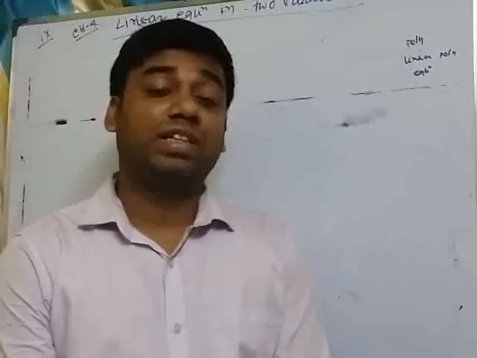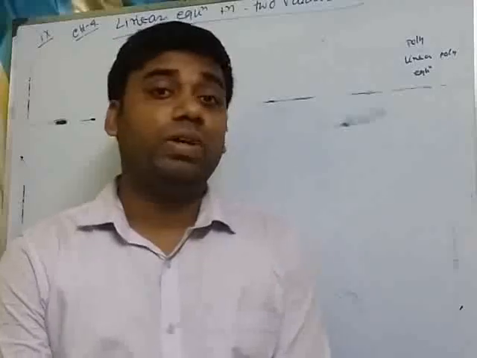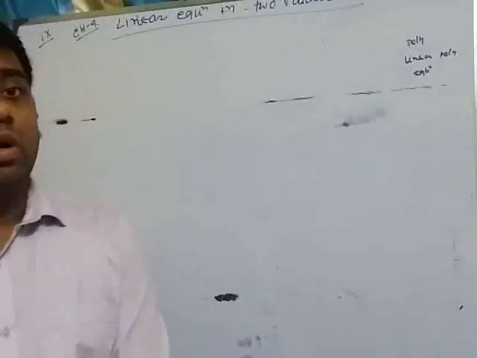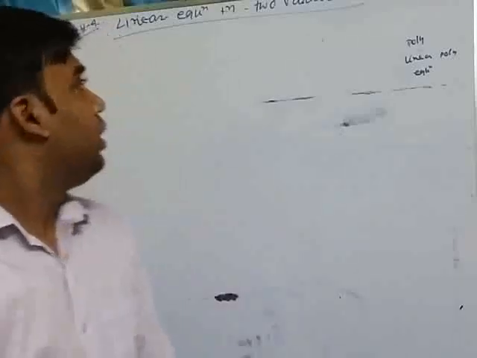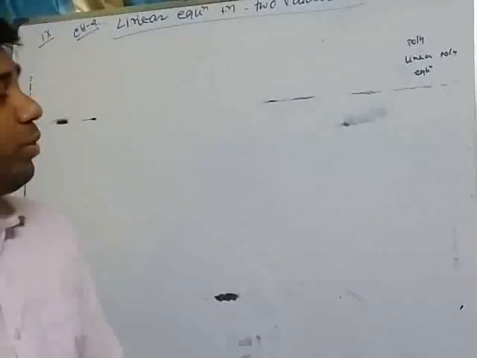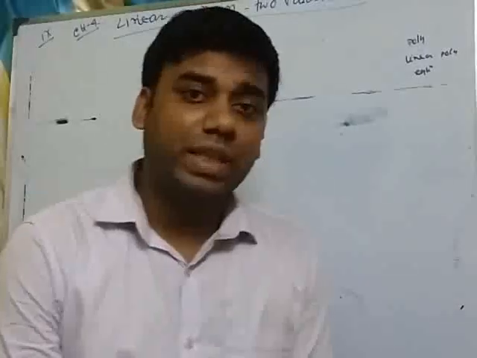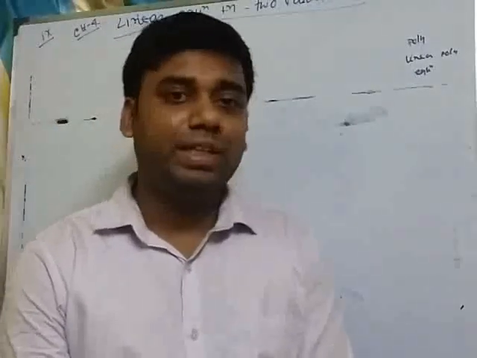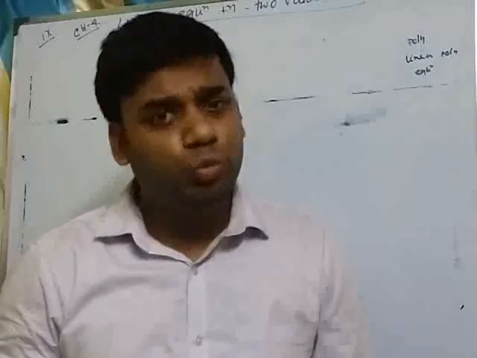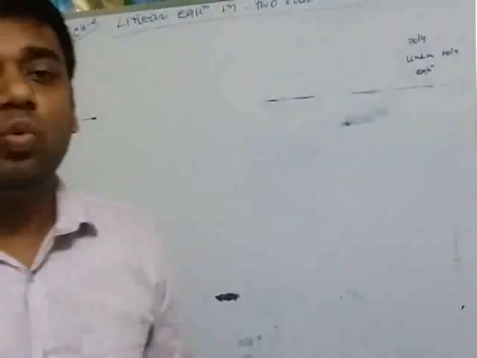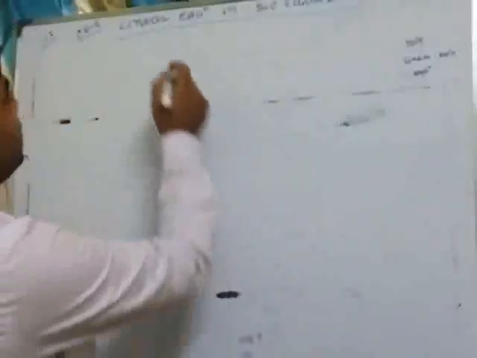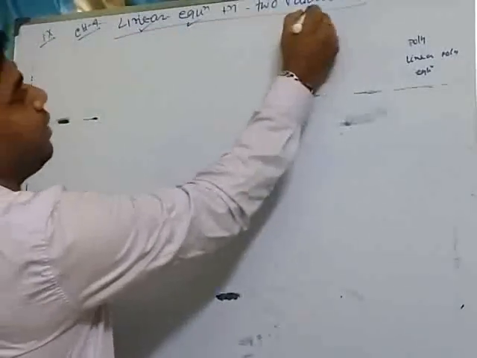Today I will discuss chapter number 4 of class 9. In the previous day we solved chapter 3, that is coordinate geometry. We will discuss the chapter linear equation in two variables. In class 8 we learned linear equation in one variable, and in class 9 it is linear equation in two variables. Students, first we have to understand every term of the linear equation and variable.